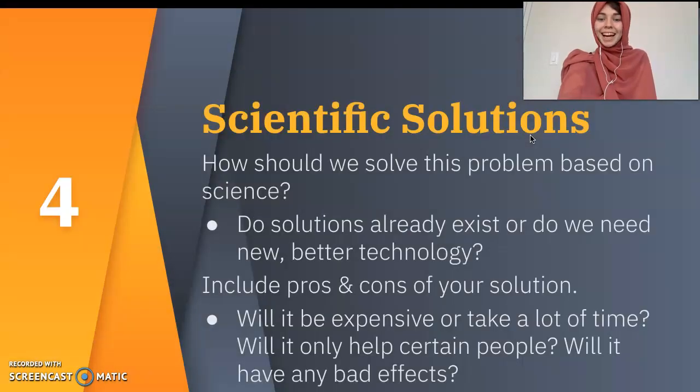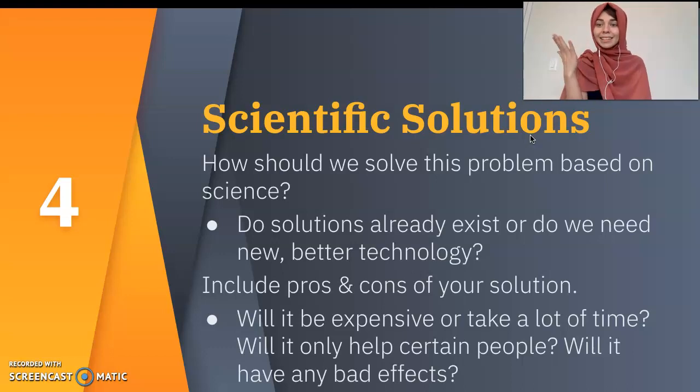Number 4, scientific solutions. So how do you think that we should solve this scientific problem based on science? Okay, so do solutions already exist? For example, maybe we're talking about rainforest cutting. We already have solutions for that, right? We should probably not be cutting down a lot of rainforests that have a lot of plants and animals in them if we want to keep them alive, okay?